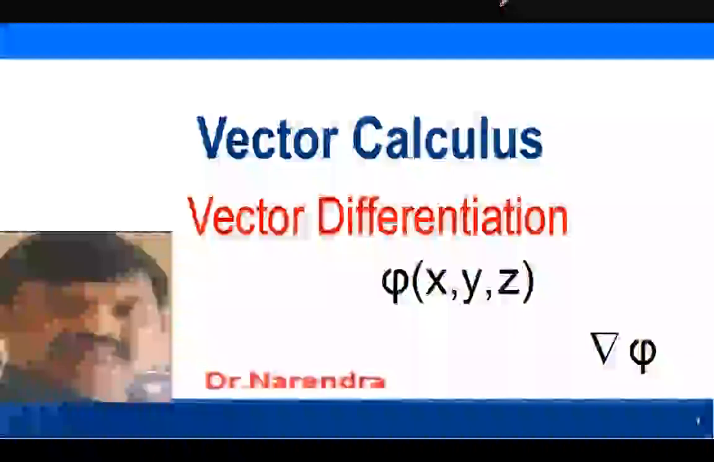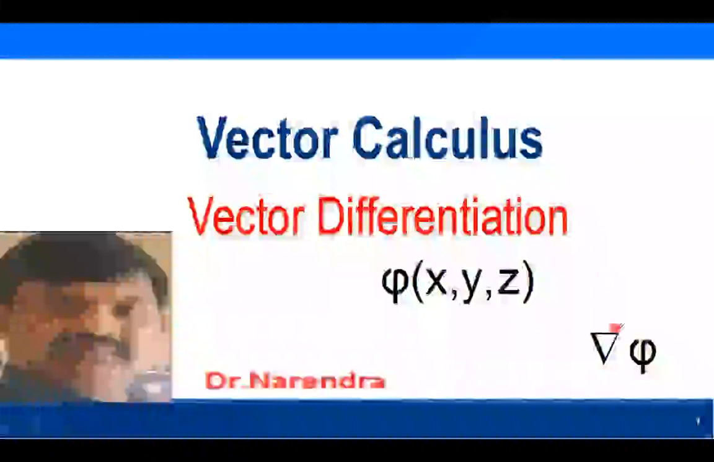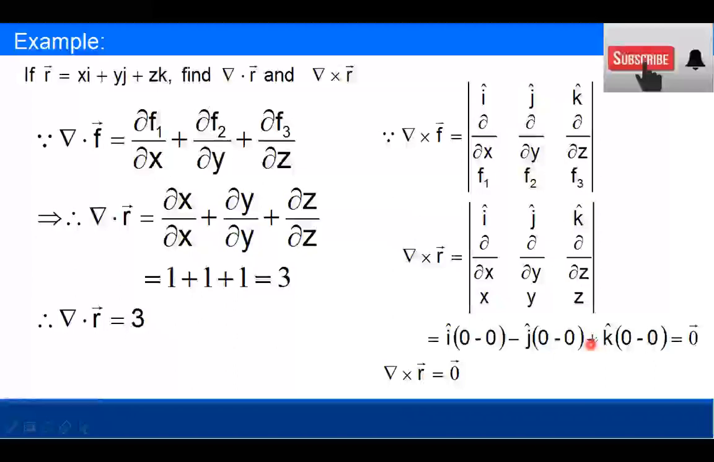Hi friends, in this lecture we will study how to find out the gradient of a scalar point function. So generally, suppose we consider r bar as any position vector, given by xi plus yj plus zk, then find del dot r bar and del cross r bar. So this is the divergence of r bar, that is div r bar, and curl r bar.